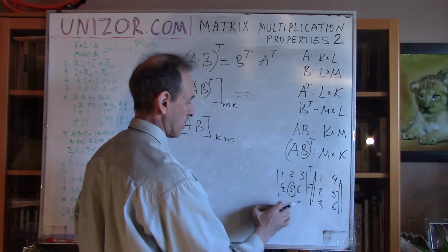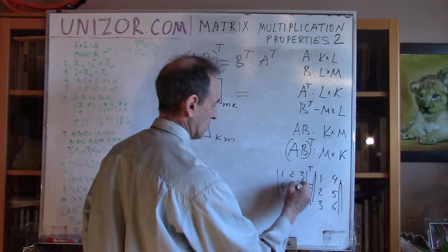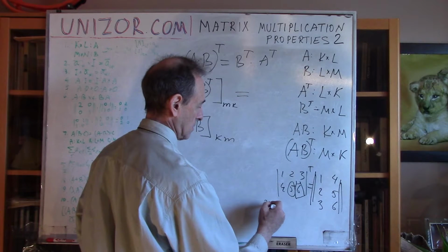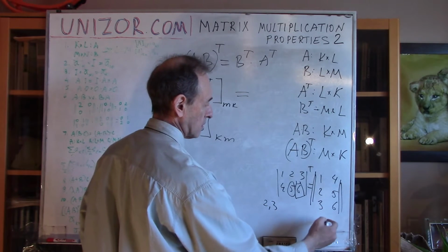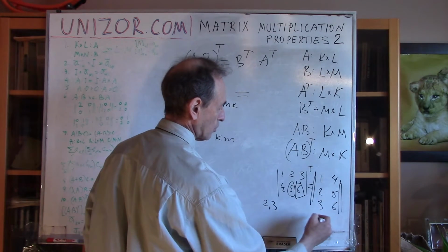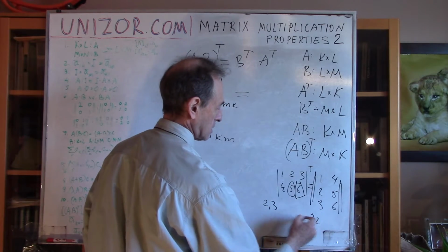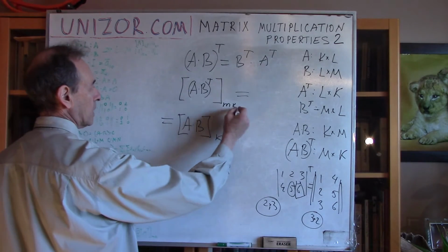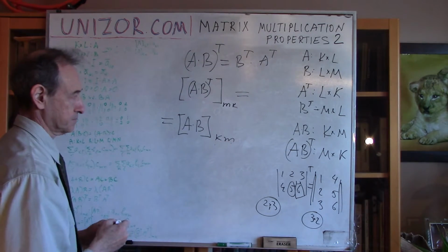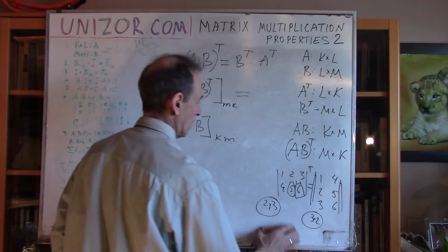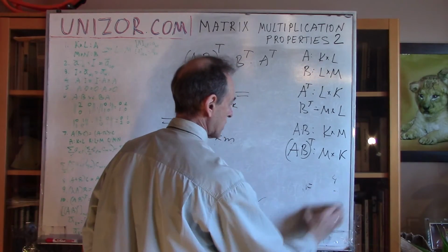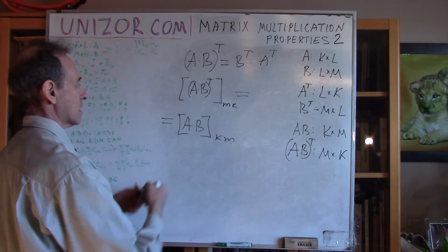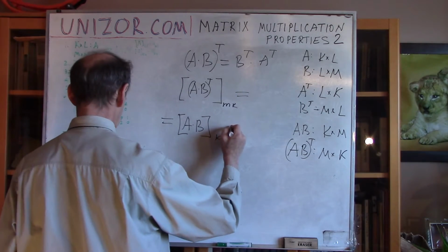Right? So the element, let's say this one, it has coordinate 2, 2. Well, that's a bad example. Let's take this one. 6 has coordinate 2, 3. And here it's 3, 2. Third row, second. So 2, 3, 3, 2. MK, KM. Right? So we know as much as this. Now let's transpose it somehow.